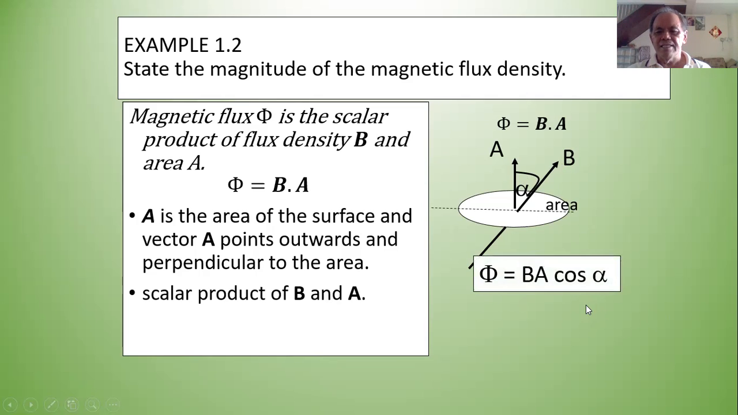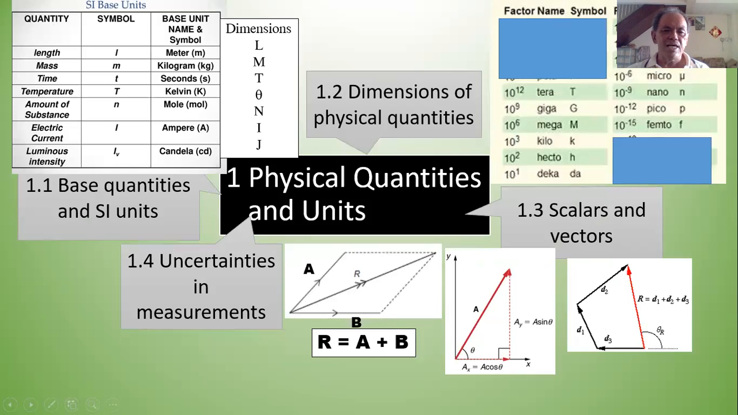So in this case, we get BA cos theta. It means we want B in the direction of A, so we resolve B in the direction of A. That's why we got B cos theta. Or it can be A in the direction of B, same thing. We just resolve A in the direction of B. These are things that you need to remember for this topic.